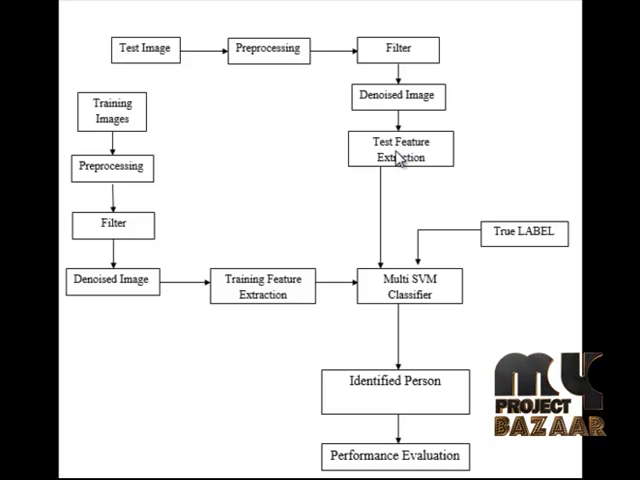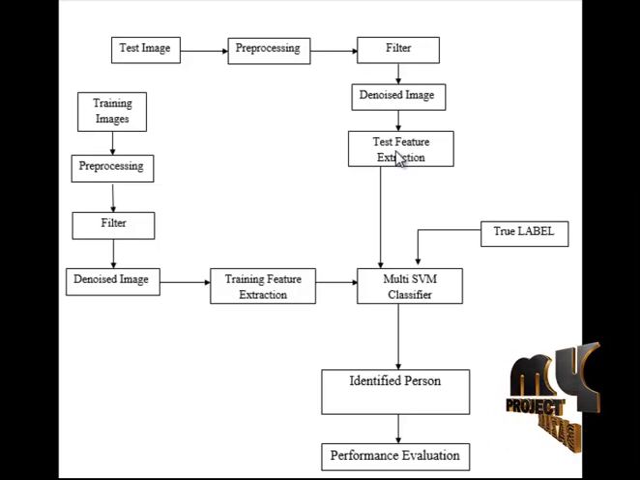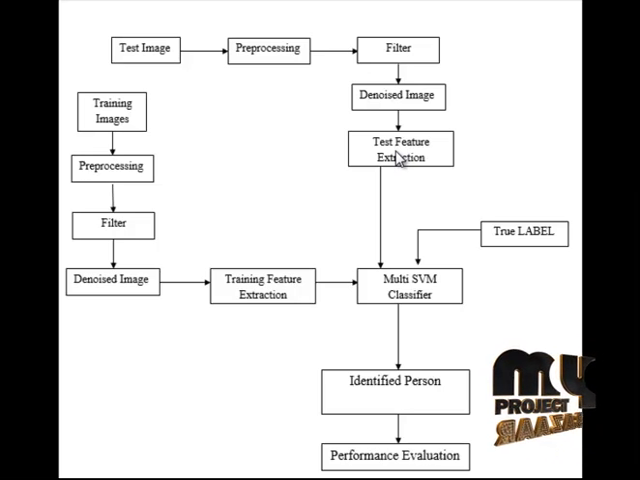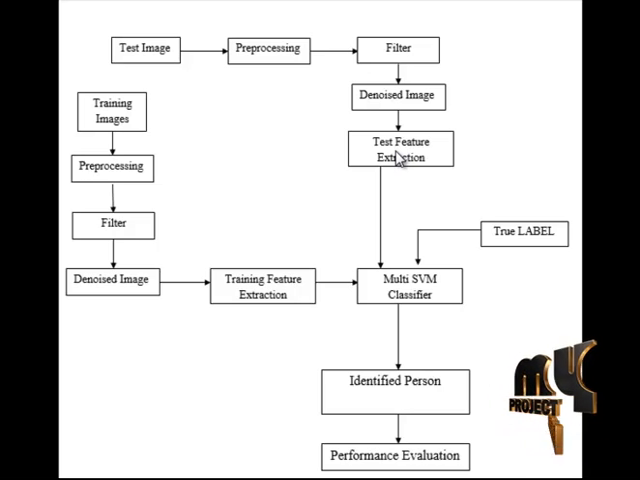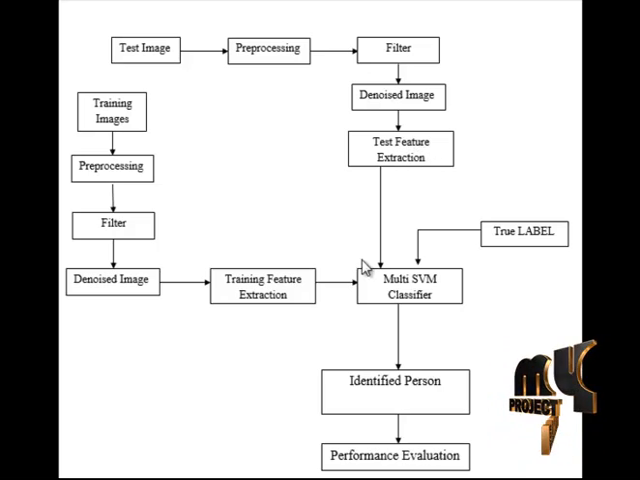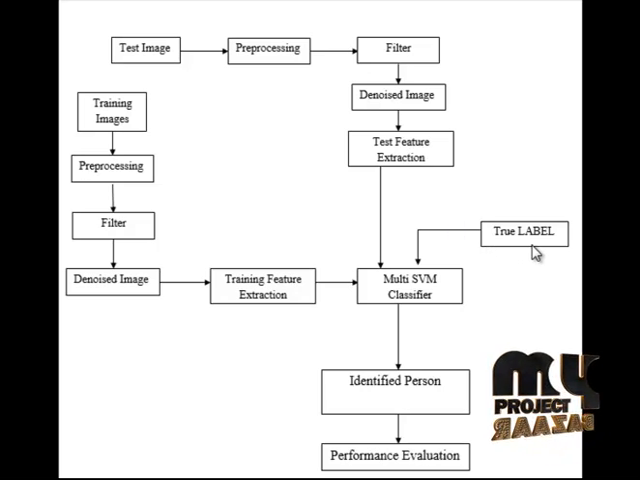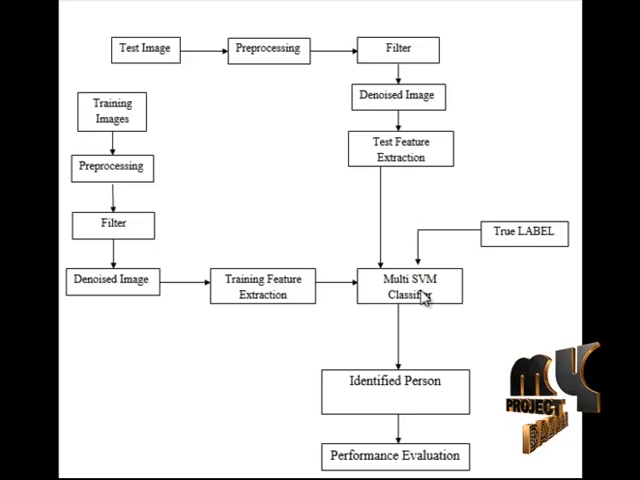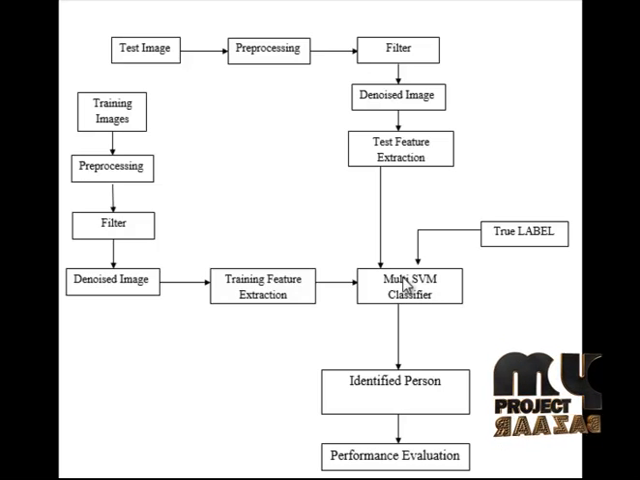Compute the histogram over the cell of the frequency of each number occurring. Optionally normalize the histogram, and concatenate the histograms of all cells. This gives the feature vector for the particular window. Repeat the same procedure for all the windows. After the feature extraction, both the training features and the test features, and the true label are given as input to a multi-SVM classifier. The multi-SVM classification method is used to recognize the input image.